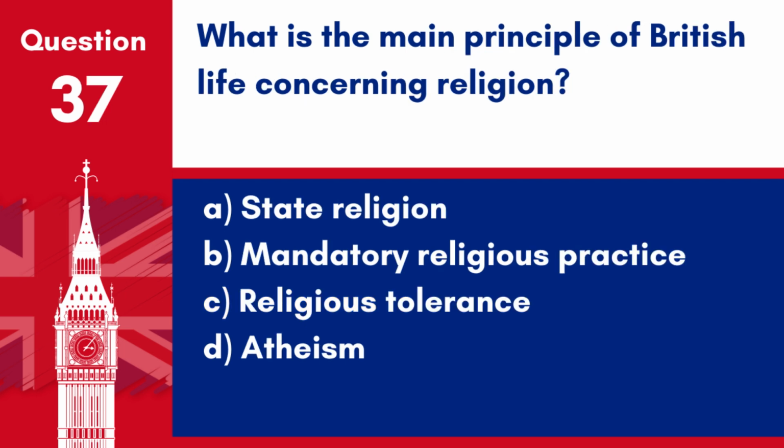Question 37. What is the main principle of British life concerning religion? A. State religion. B. Mandatory religious practice. C. Religious tolerance. D. Atheism. Answer C. Religious tolerance. The main principle concerning religion in British life is religious tolerance.